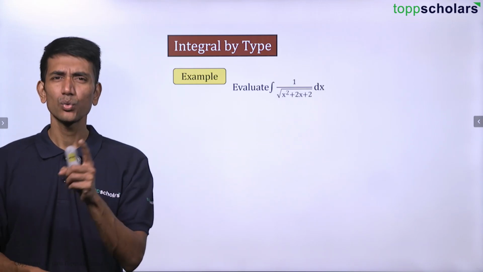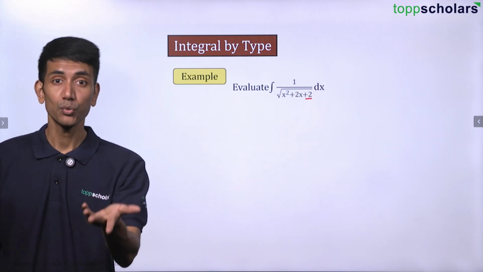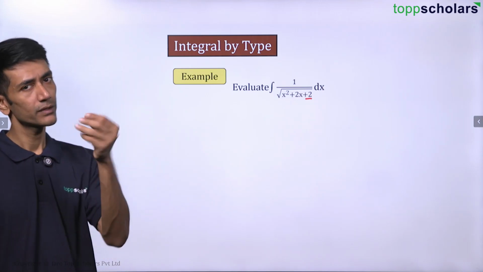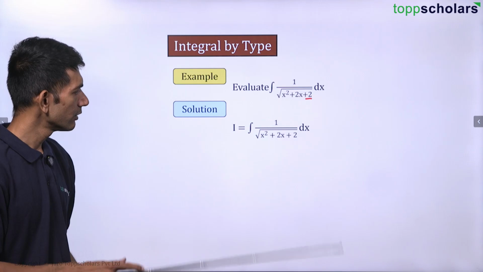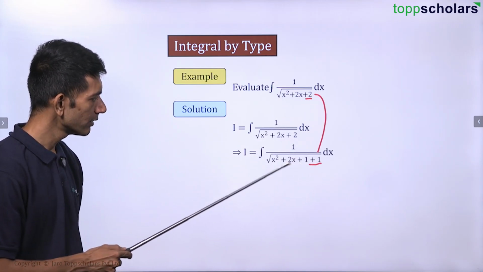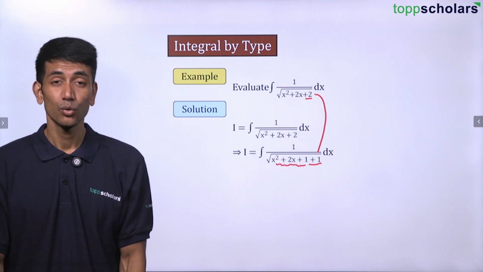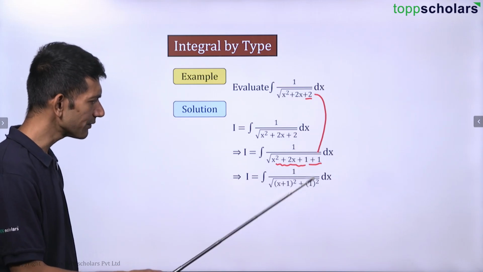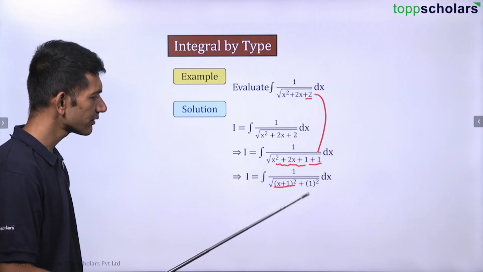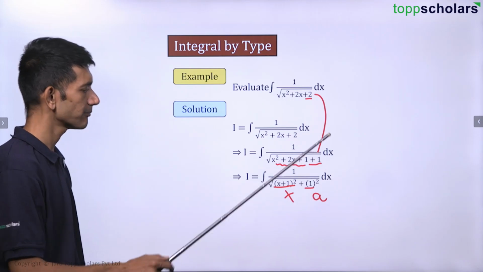Under root of x square plus 2x plus 2. Again, what I can do is I can write down this 2 as 1 plus 1, or add 1, subtract 1. Same thing, whatever you are comfortable with, you can do that. So here it is. 2 is written as 1 plus 1. This becomes a perfect square, x plus 1 the whole square. This is 1, this becomes 1 square. So x plus 1 the whole square, 1 square. This is like your x. This is like your a.